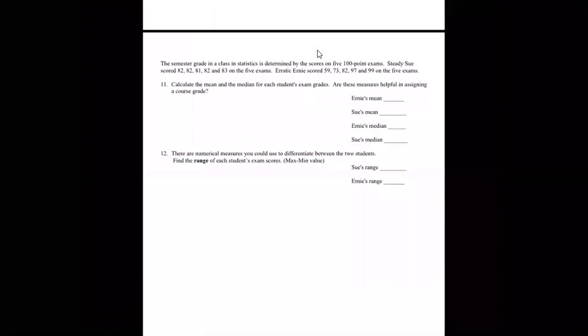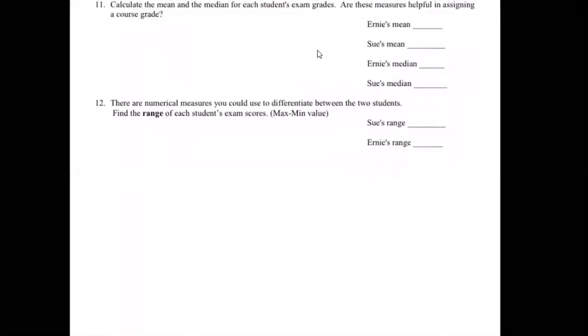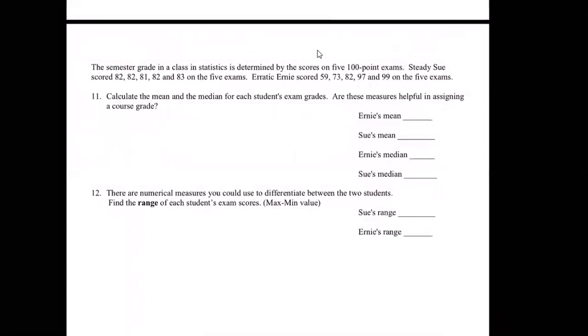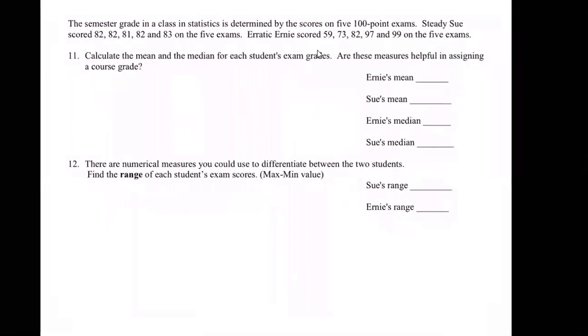Good question. Now they're asking the range. Sue's range and Ernie's range. I'll jump up here for number 12. So it's asking the range. How do we figure out the range of a data set? You get the maximum number and minus from the minimum. Beautiful. It's the max minus the min, the highest minus the lowest. That's right. Because the range means the total spread. How far from the lowest to the highest?